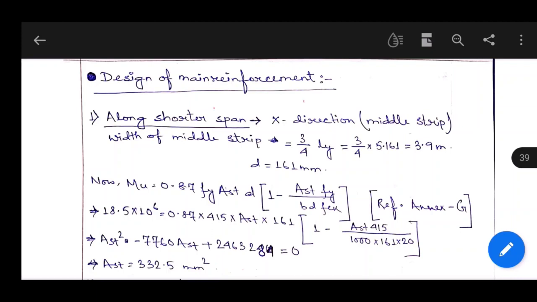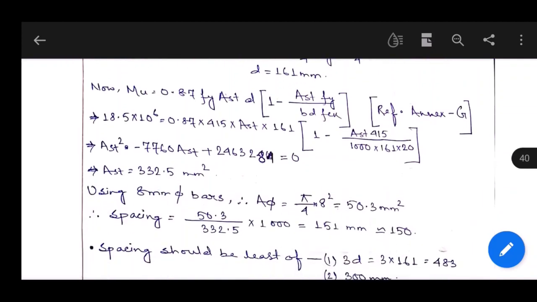So after putting all these values, you can see here 18.5 into 10 to the power 6 is equal to 0.87 into 415 into AST into 161 within bracket 1 minus AST into 415 by 1000 into 161 into 20. From this equation we may find out the value of AST. So the value of AST, as per calculation, is 332.5 mm square. Okay.